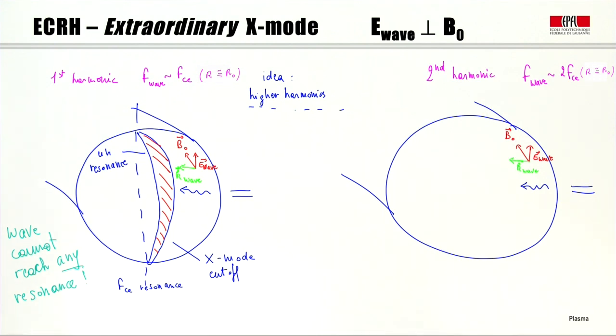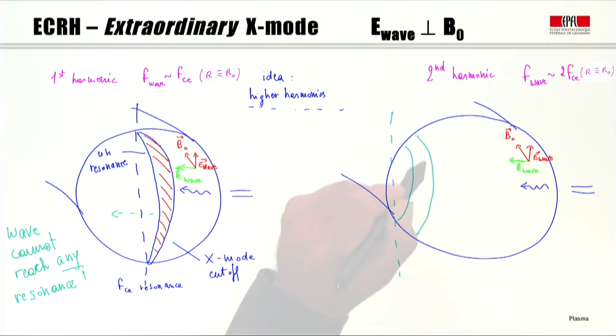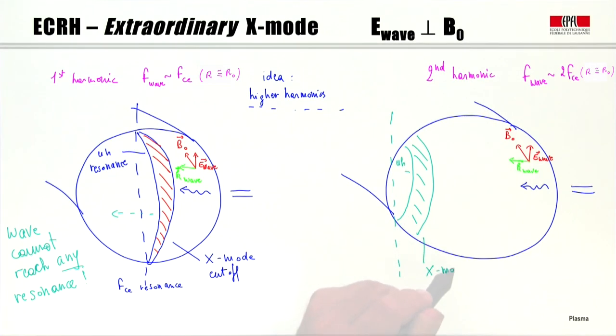And why does this help me? What have I done to improve the situation? Well, I have essentially taken the first harmonic resonance and the upper hybrid resonance and the cutoff all the way to the left. I have moved them all the way to the left so that the FCE can even be outside the plasma. It doesn't really matter anymore. Upper hybrid would be somewhat in the plasma, of course. This is my upper hybrid layer. This is the X mode cutoff.